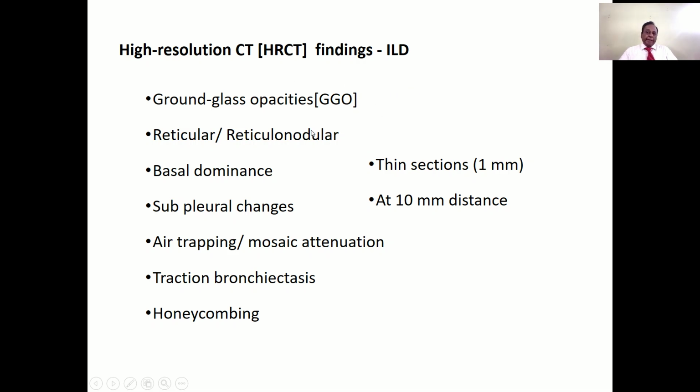can see all these findings, namely ground glass and reticular appearances. Sometimes subpleural changes may be there, but they take a long time to appear, and basal dominance, air trapping, some mosaic pattern. Sometimes when the child is at a late stage, you can see traction bronchiectasis, honeycombing and all. Why do we order HRCT? Because we can pick up ILD very early, as it typically shows reticular and ground glass changes. That's the reason why we go for an HRCT.